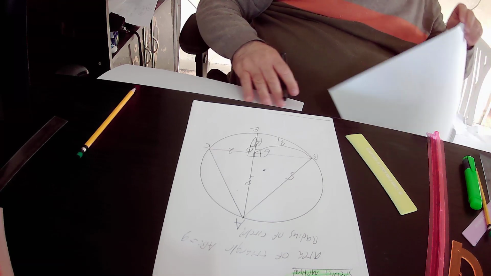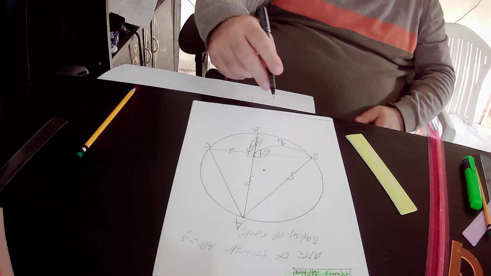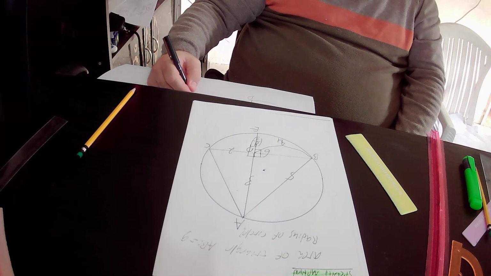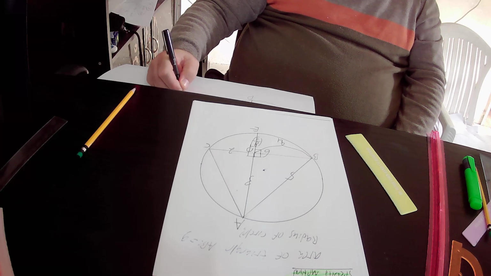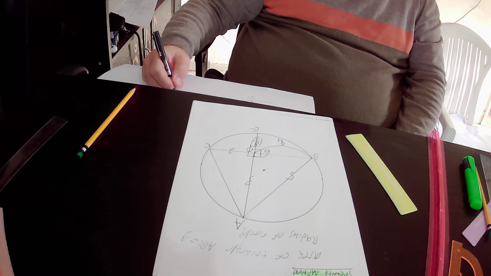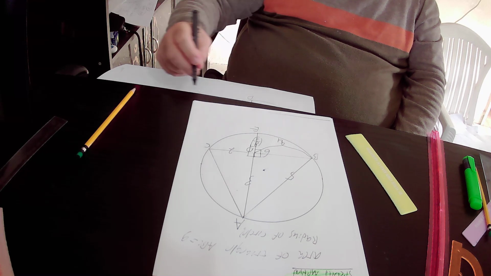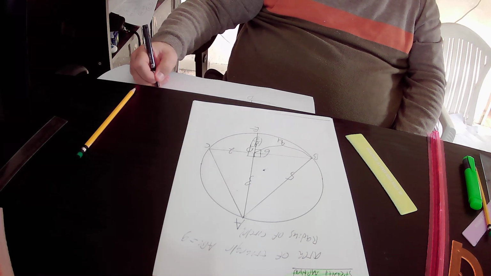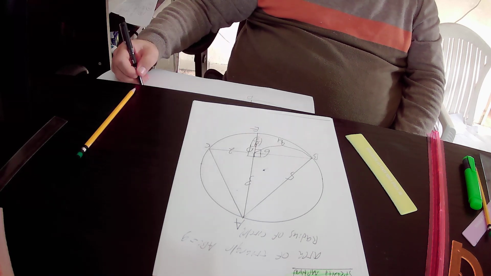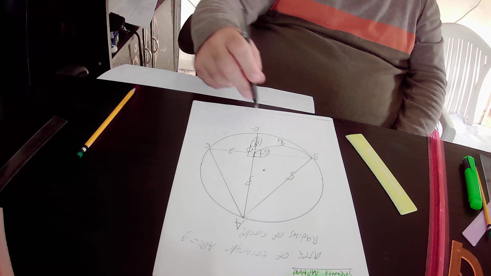And according to rule number 2, we get that 4 times r squared, that is the radius of this circle squared, the radius that we are looking for, must be equal to BD squared plus DC squared plus AD squared plus DE squared.